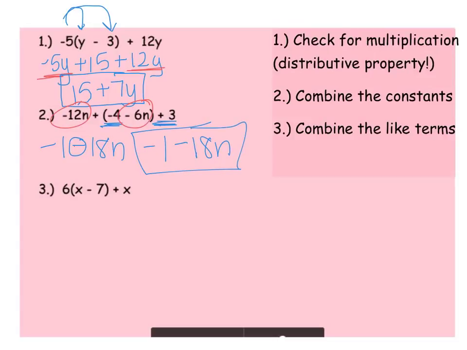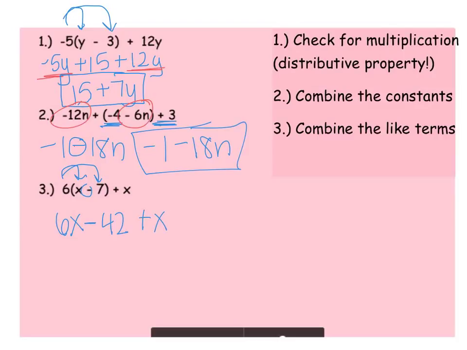Number 3, check for multiplication. I do have a number right outside the parentheses, so I'm going to distribute. 6 times x is 6x. 6 times 7 is 42. And there's a minus sign between the terms in the parentheses, so I put a minus sign between my two terms. And then I bring down my plus x.